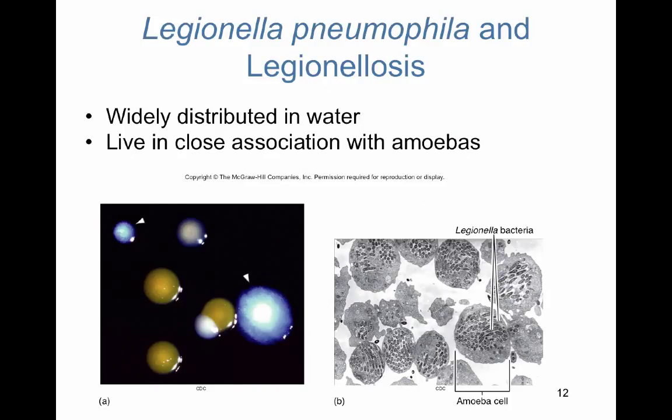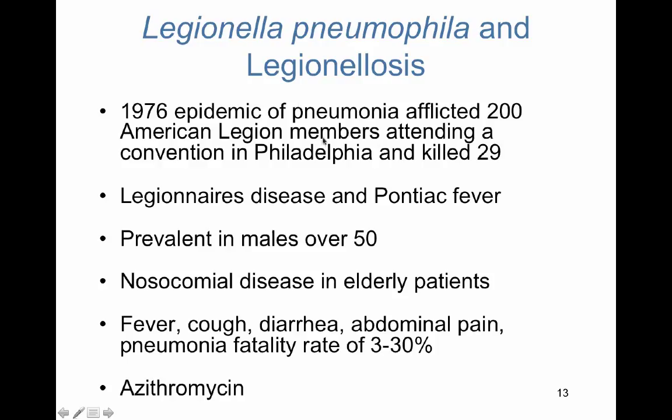Now on to Legionella. So Legionella pneumophila is the causative agent of legionellosis. And this is one that has a symbiotic relationship with a protozoan. So it lives in close association with amoebas and is found in water. It has notoriously been spoken about with regards to the 1976 epidemic of pneumonia caused by Legionella, which afflicted 200 American Legion members and killed 29.